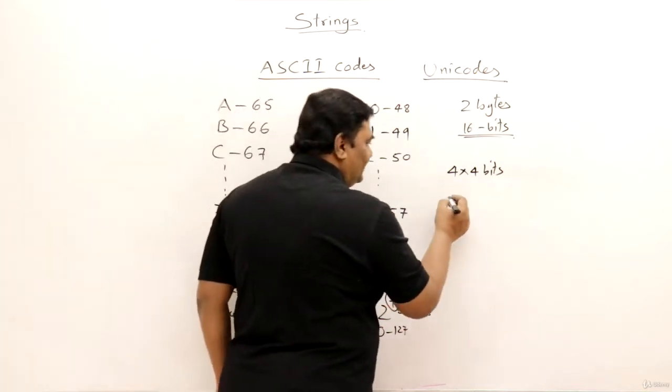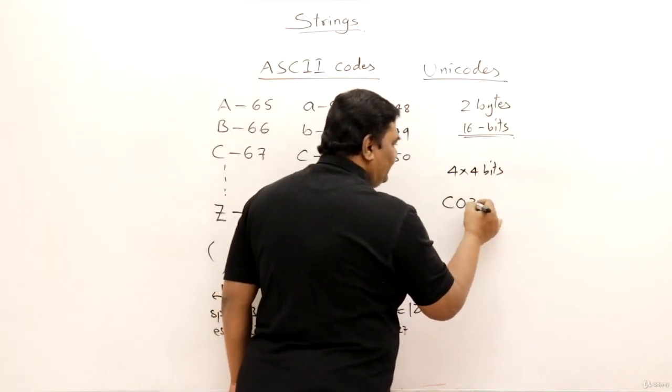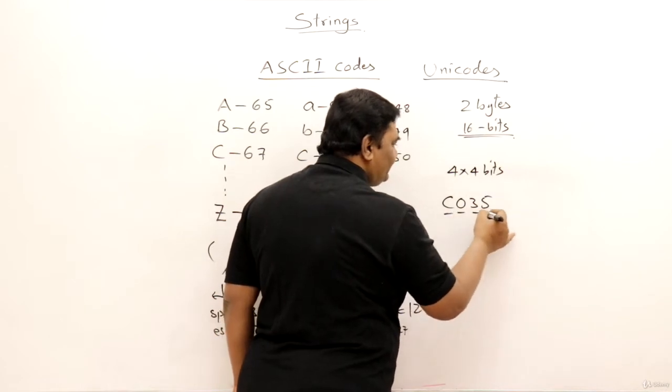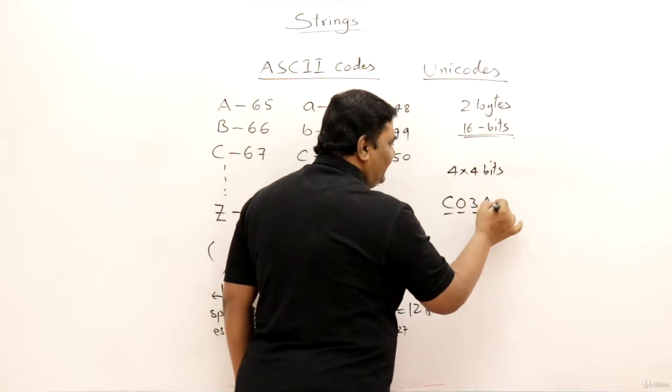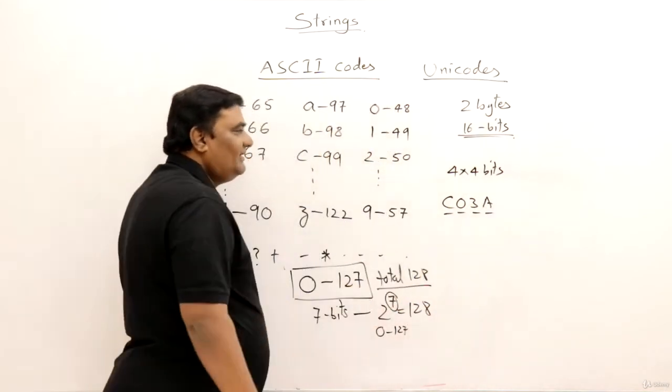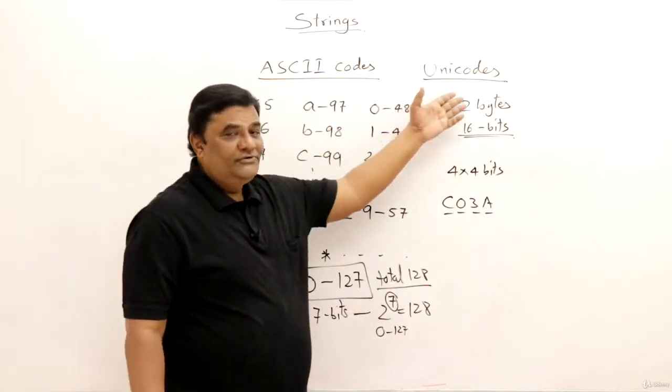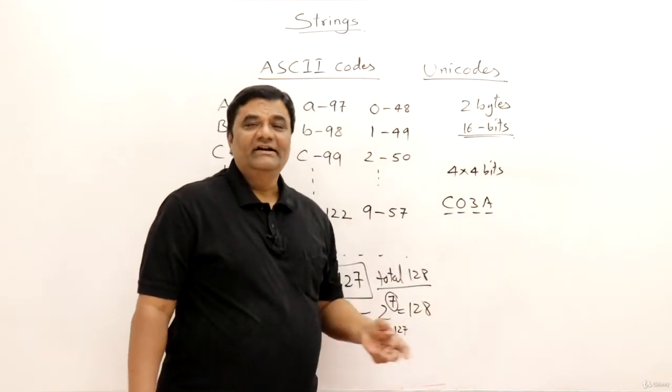Like for example, C035. So these are 4 digits of hexadecimal, or C03A. So this is 4 digits of hexadecimal. So Unicodes are represented in the form of hexadecimal.